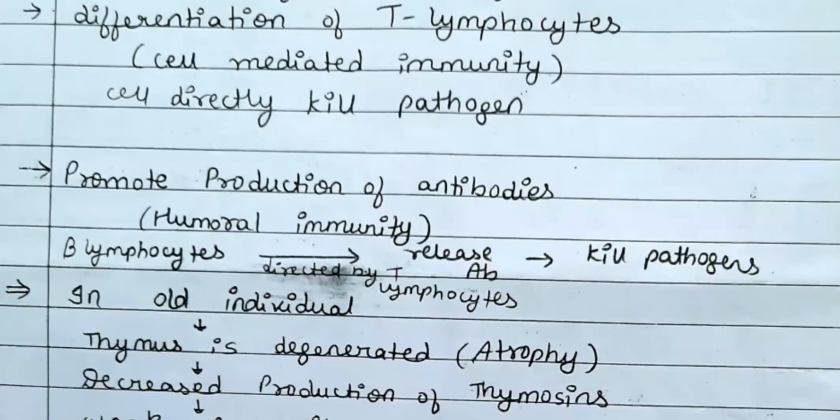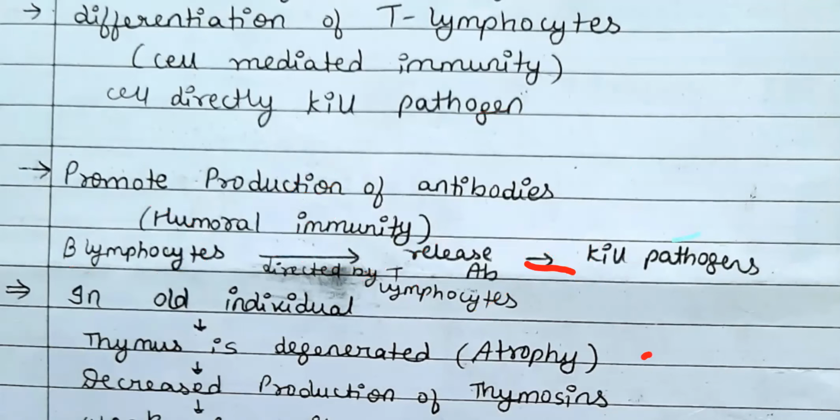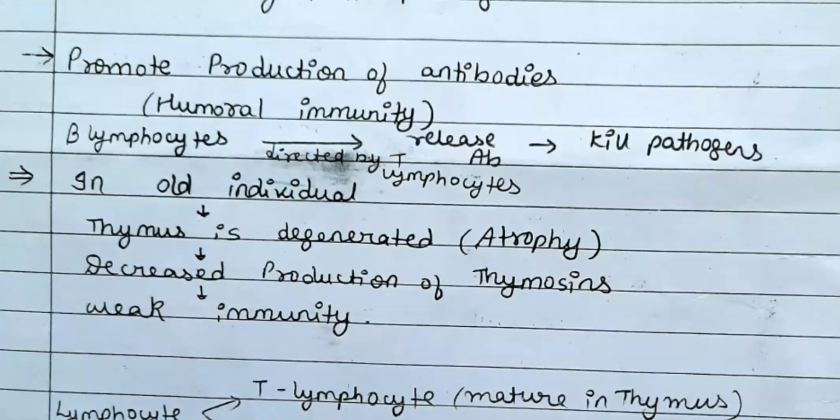Not only that, but thymosins also promote production of antibodies. For that, they have to stimulate which cells? B lymphocytes. What they produce are antibodies, which facilitate removal of pathogens. This form of immunity is also identified as humoral immunity. So in a way, thymosins help in establishment of cell-mediated immunity as well as humoral immunity. So overall immunity, that credit goes to the thymus. And because of this, one interesting development takes place in the life of an individual.